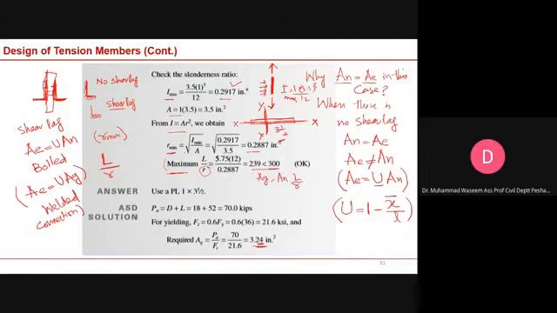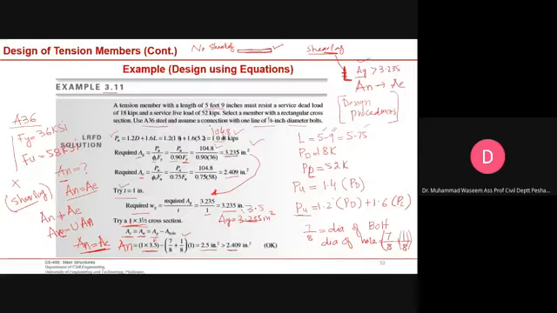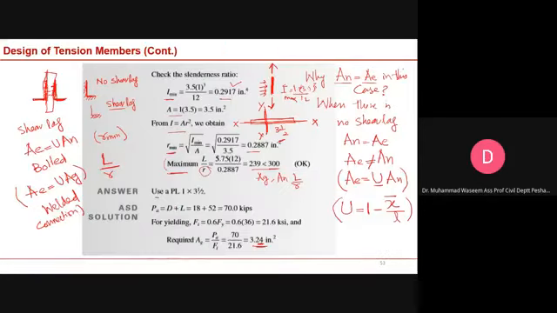So this member, this plate member, we can use as a tension member. Okay, this is fine.